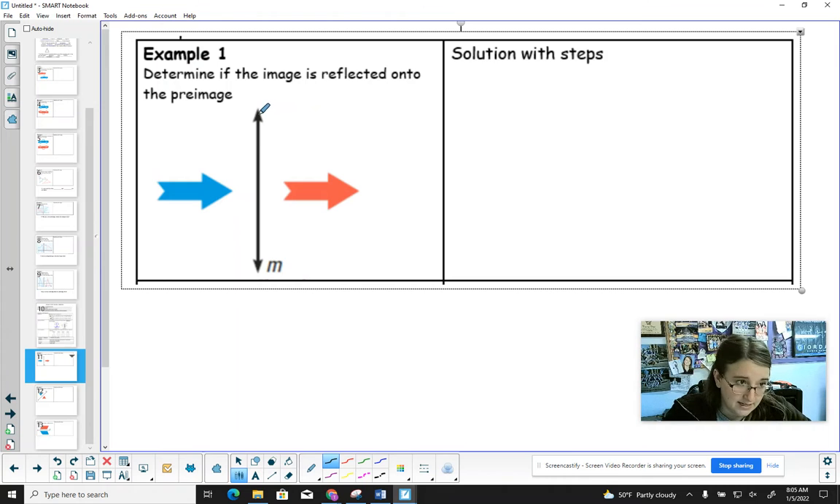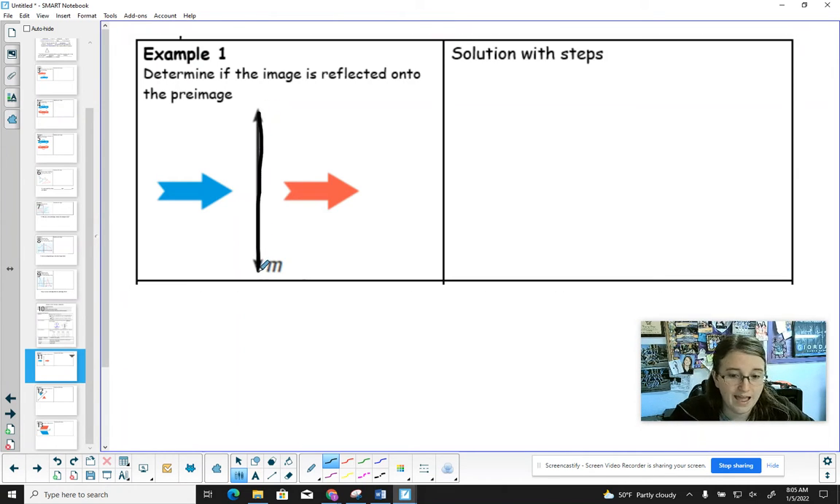Now again, what this means is if this is my mirror line, every single point on my image is the same distance away from this line. As well as that, again, just think it through. Reflection means to flip something. So you need to ask yourself, am I flipping it? So let's look at this.